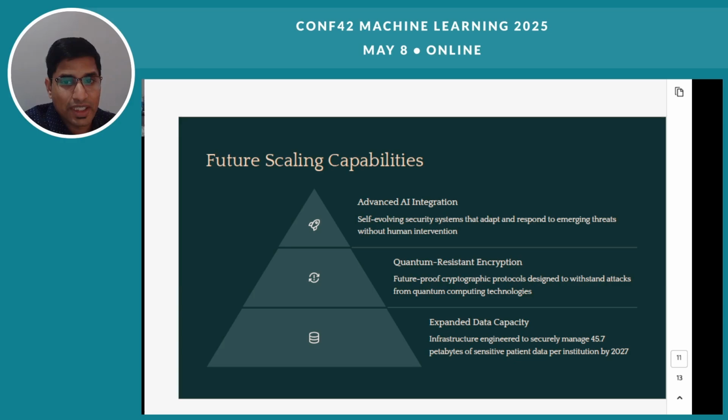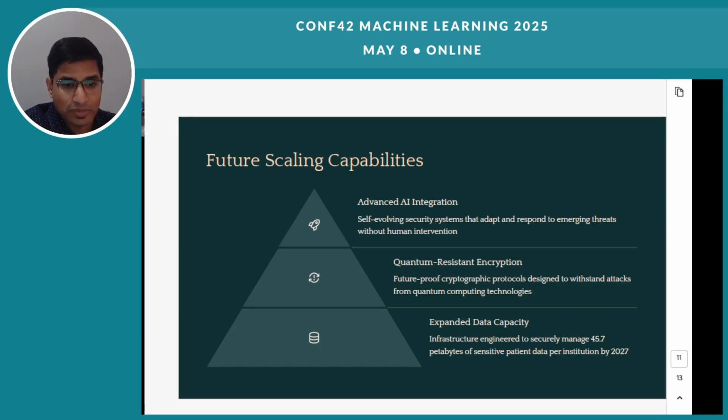And the third is expanded data capacity. So as explained above during our infrastructure slide, we should plan to have infrastructure capable of managing petabytes of data. So this number, 45.7 petabytes, is from one of the biggest recent healthcare systems that receives that much data.